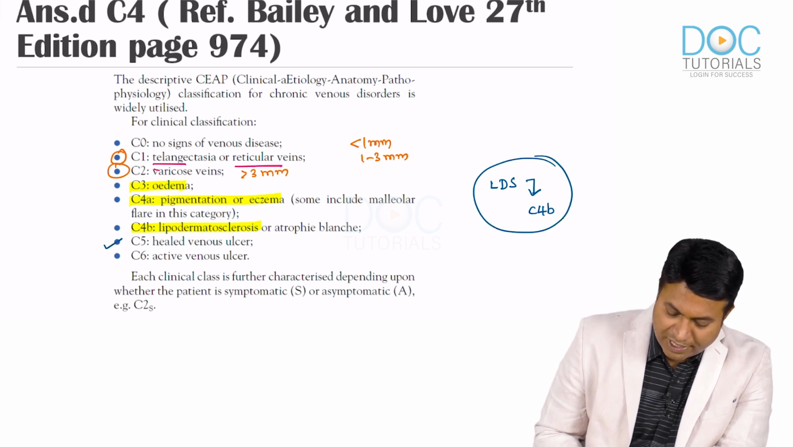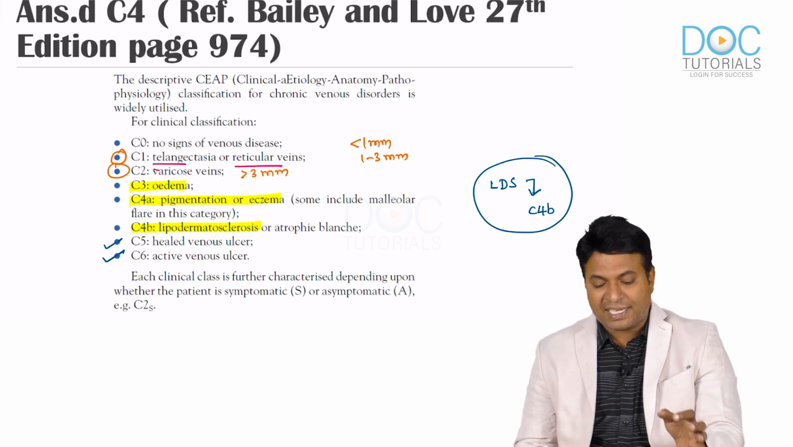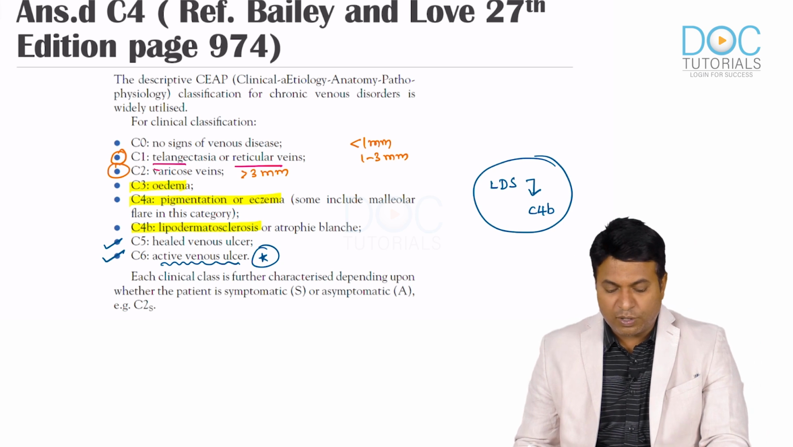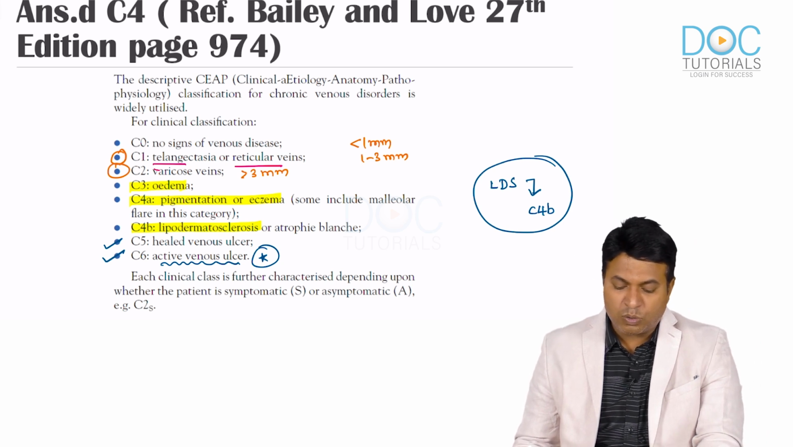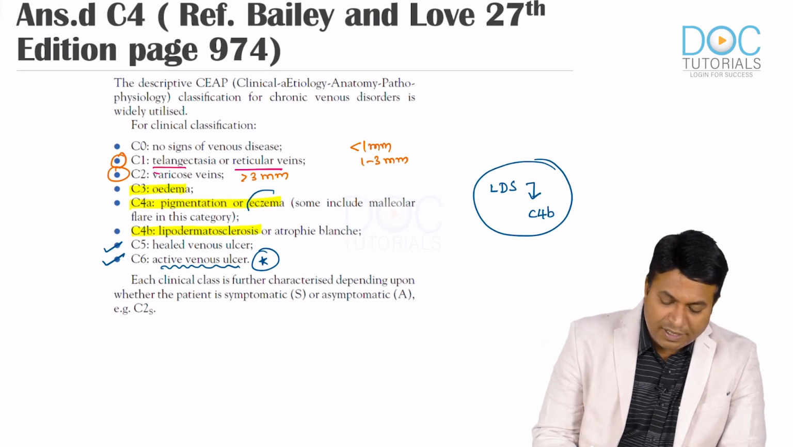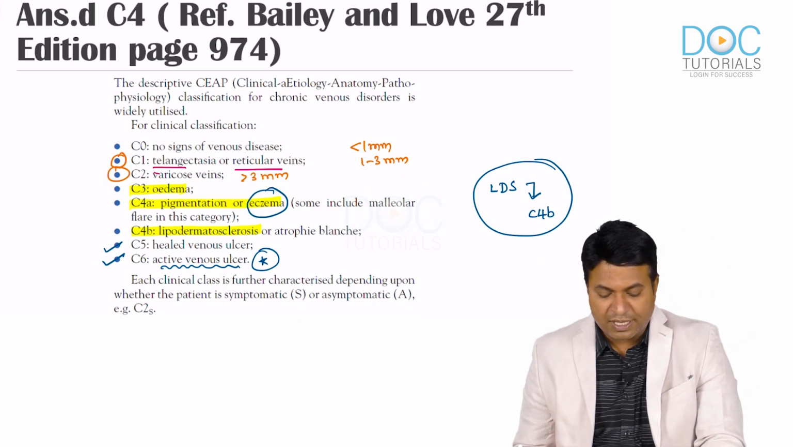C5 is healed ulcer, C6 is active ulcer, an active venous ulcer on the medial malleolus, we call it C6. So this is a C4 case of lipodermatosclerosis, so I will go for C4B. Only eczema, it is C4A, lipodermatosclerosis is C4B.